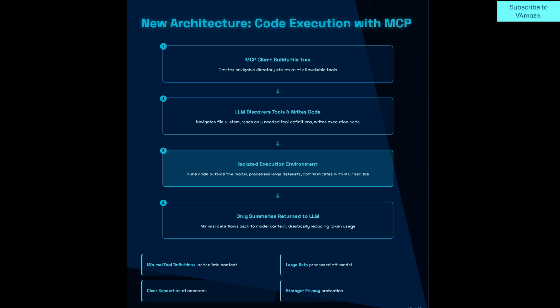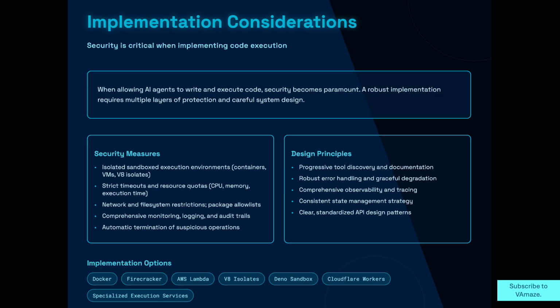Implementation considerations. Let's talk about some practical considerations for implementing this approach. First, security is paramount. You're executing code generated by an AI model, which means you need robust sandboxing. The execution environment should be isolated with limited access to system resources. You need timeout mechanisms to prevent infinite loops. You need rate limiting and resource quotas. Anthropic has published detailed guidance on code sandboxing that you should definitely review.